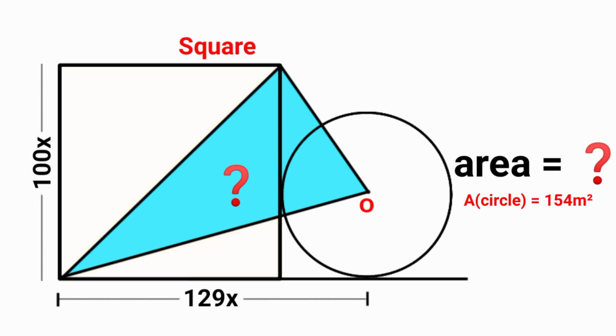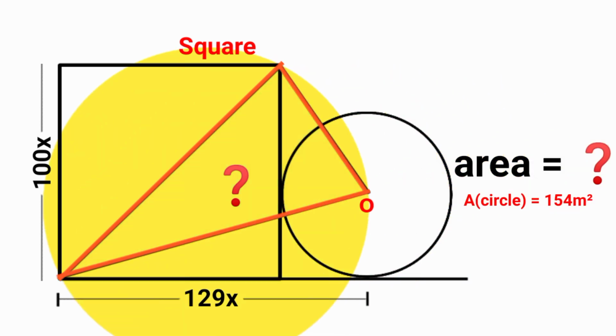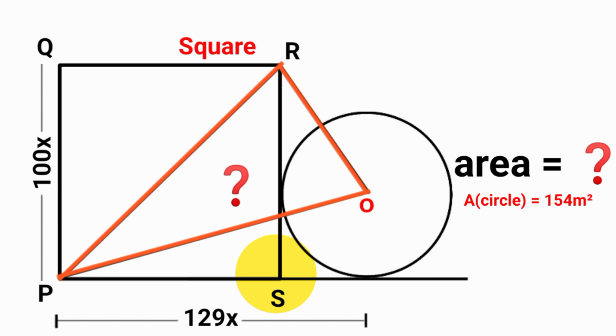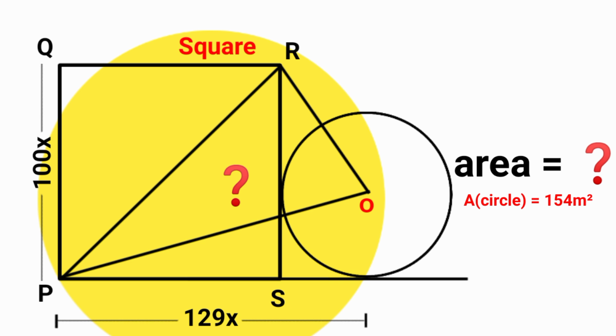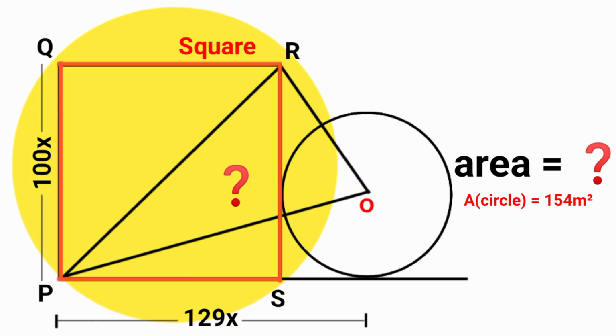Hello everyone. In today's question, we are asked to calculate the area of this blue triangle. Let's label this vertex P, this Q, this R, and this S. So we are to calculate the area of this triangle PRO. We can see this quadrilateral is a square-shaped quadrilateral.